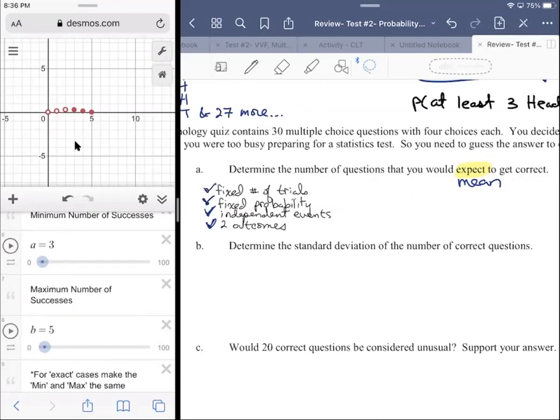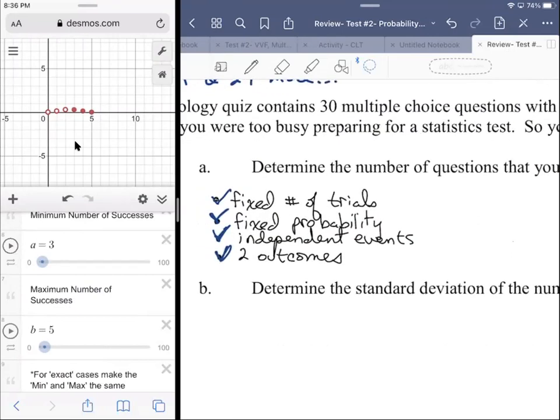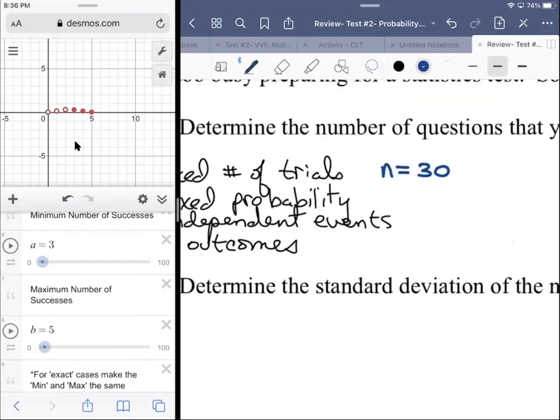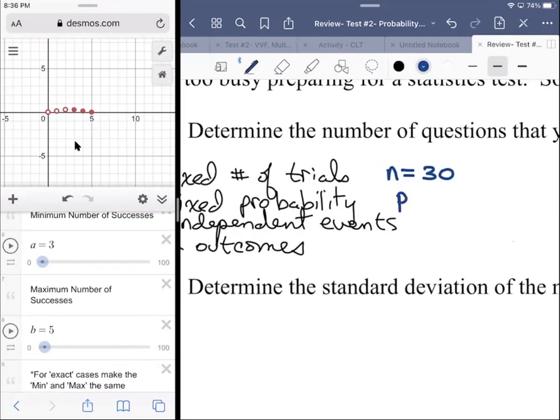Fixed number of trials: you're taking a 30 question quiz, so n is equal to 30. Fixed probability, 4 choices. Probability P is the probability of success, getting it correct. You have a 1 in 4 chance of getting it correct, which is 0.25.